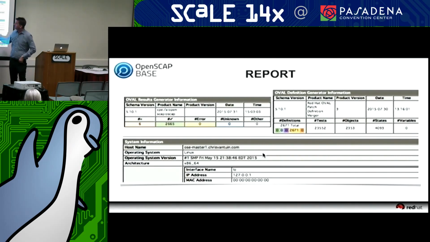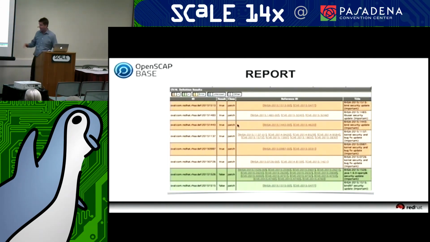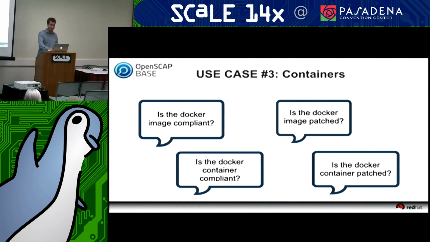And so you get some overall information on the particular host. And then line by line, I can see where the CVEs failed and I need to actually patch these systems to resolve that issue.